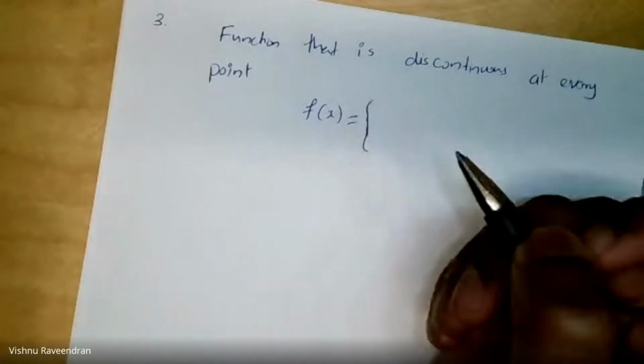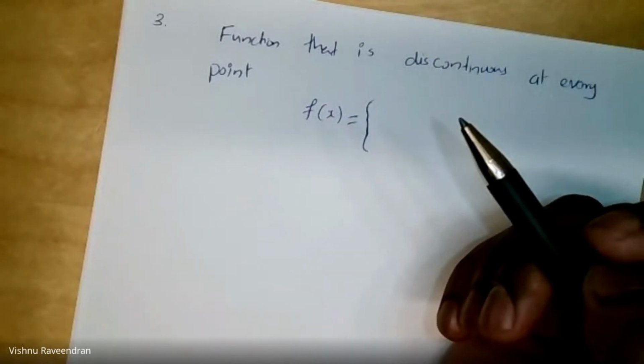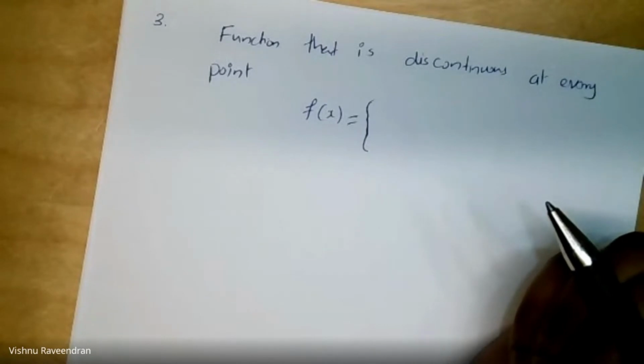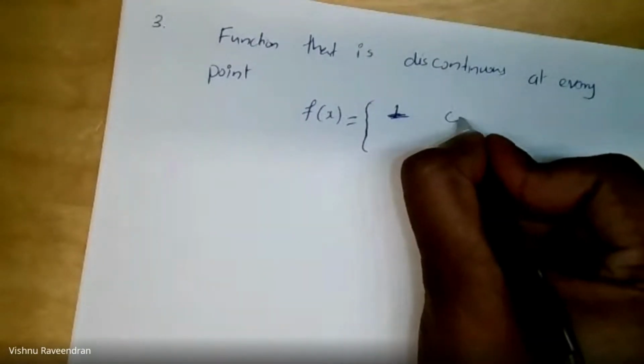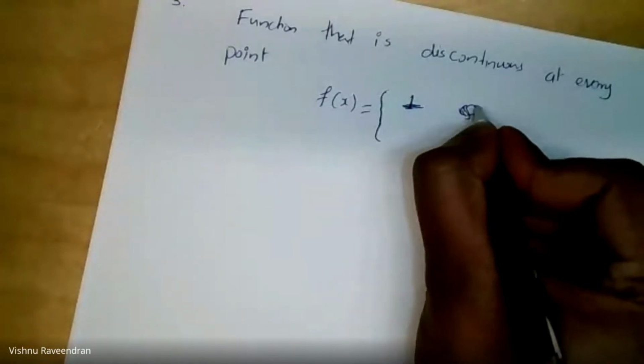So can anybody tell me a function that is discontinuous at every point from real numbers to real numbers? Sir, it is 1 at every rational point and 0 at every irrational point. Yeah, exactly. The Dirichlet function. So Q, I mean rational numbers.